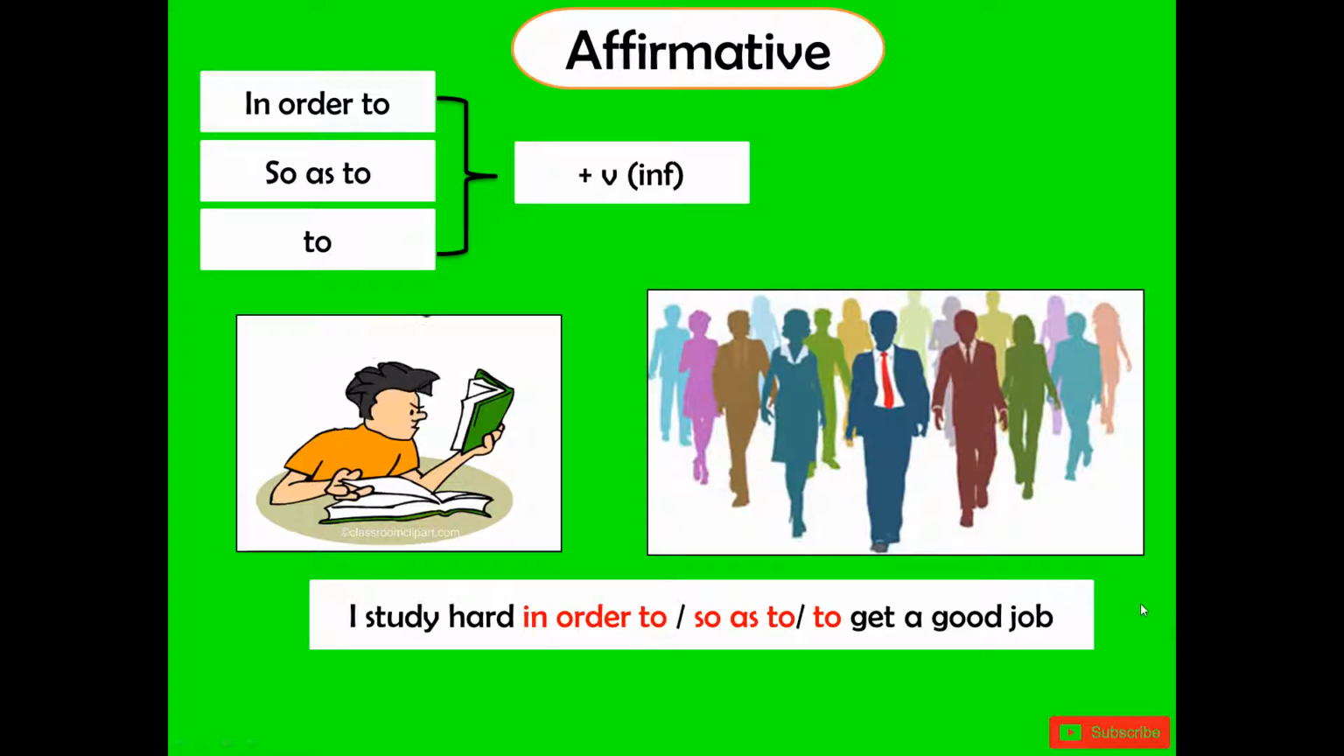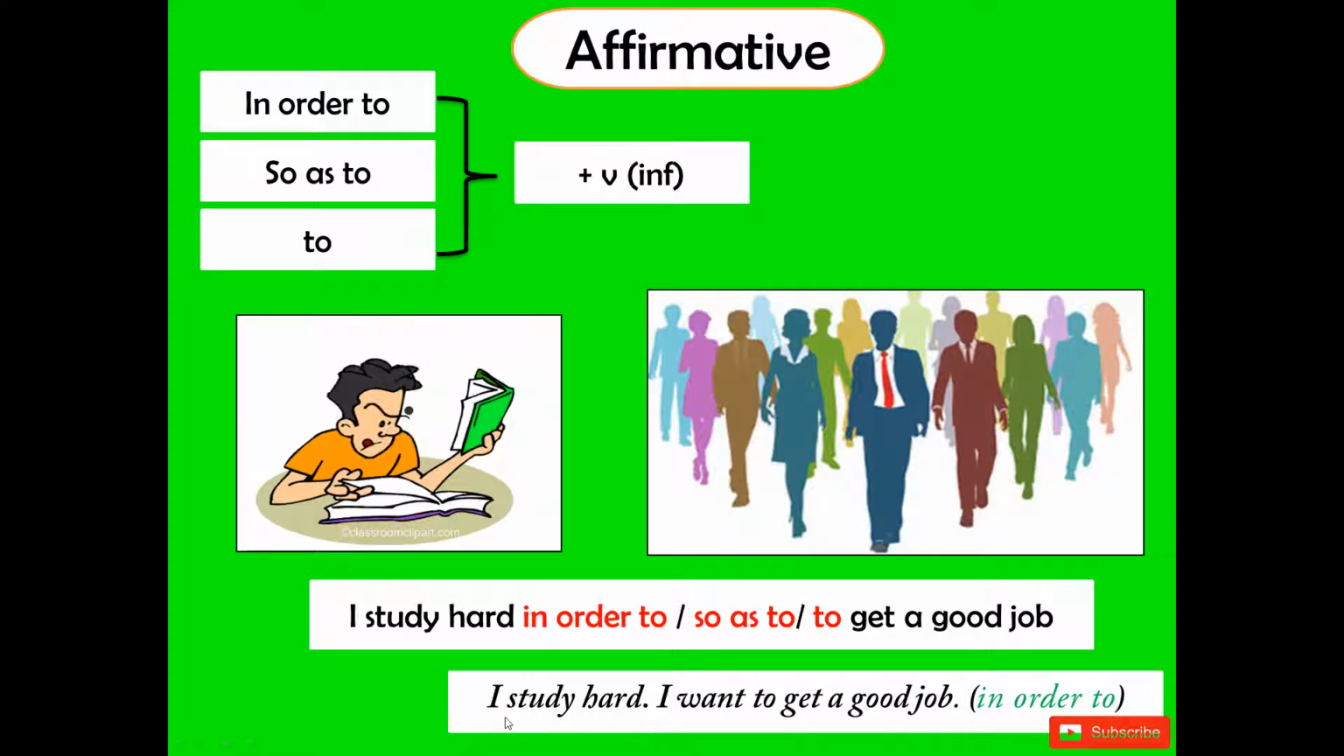So maybe in the national exam, you are given this example. You are given: I study hard, full stop, I want to get a good job. Which means here we have two ideas, right? And you are asked to join the two ideas using in order to. So this is how you can do it. You can say, I study hard in order to what? Here, it must be followed by the purpose. So in order to get a good job, or so as to get a good job, or to get a good job. Let's move on.